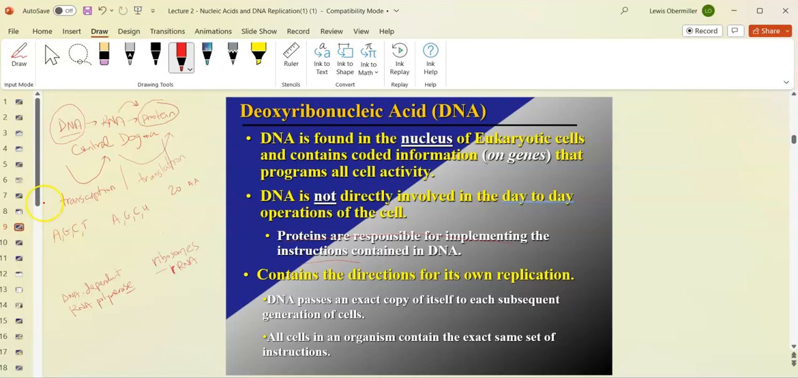DNA is interesting because it contains the actual directions for its own replication. DNA can't replicate on its own. It has to make a protein that's responsible for copying it. DNA passes on exact copies of itself from generation to generation through mitosis, right? And then that's passed on to offspring through the process of meiosis. And just remember, all cells in an organism contain the exact same set of instructions. So your brain cell and your heart cell and your lung cell, they're all the same DNA.